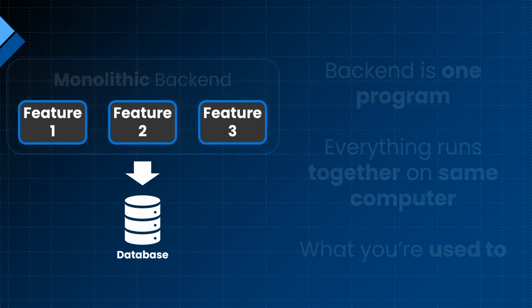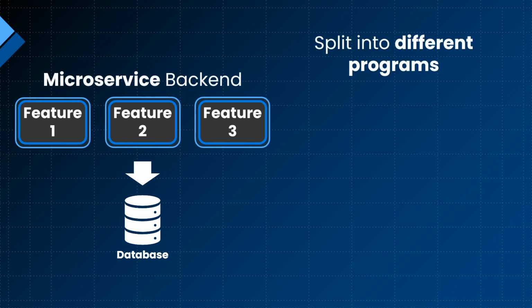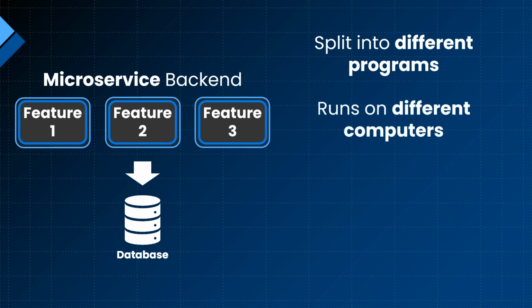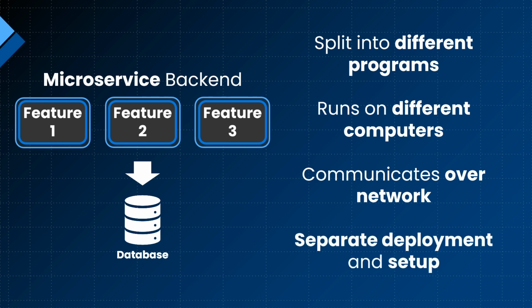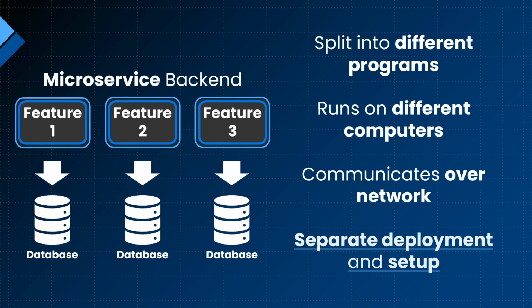However, microservices are when we take that backend and split it up into different programs that run on different computers and are talking to each other over a network. And this means, crucially, that they have to be deployed separately and set up separately. Another thing that can make this more complex is that each microservice will often have its own database. So that makes this separate deployment and setup issue a big reason why you would not want to run your backends locally if you're doing microservices.